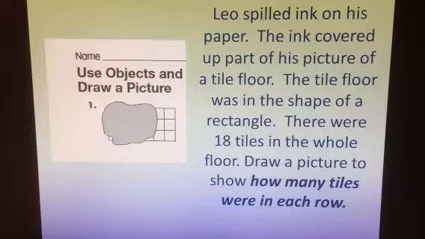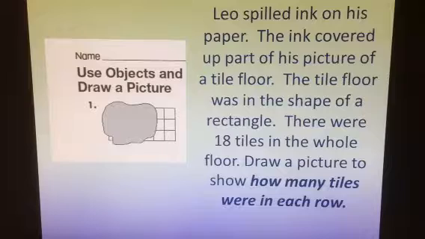This is the kind of problem we did today. Leo spilled ink on his paper. The ink covered up part of his picture of a tile floor. The tile floor was in the shape of a rectangle. There were 18 tiles in the whole floor. Draw a picture to show how many tiles were in each row.